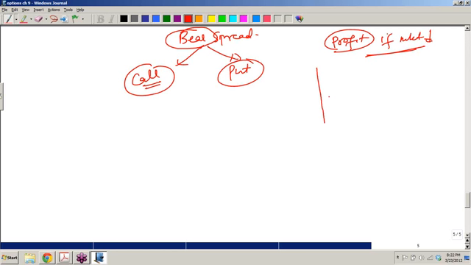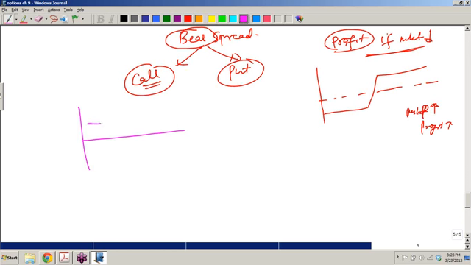In bull spread, the diagram was like this. Market increasing, profit increasing. Here in the case of bear spread, it is different. If the market is increasing, you will be facing a loss. So this is your bear spread, and this is the stock price. If the stock price increases, you'll make a loss, but if the stock price decreases, you'll gain a profit.